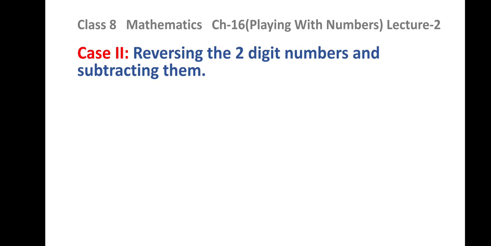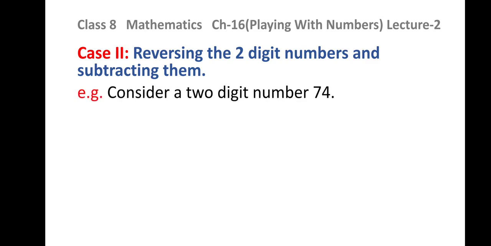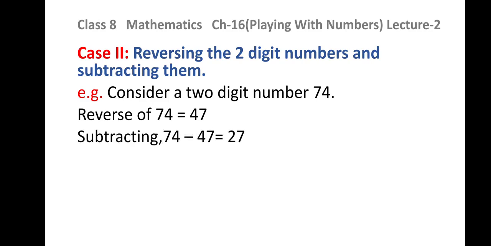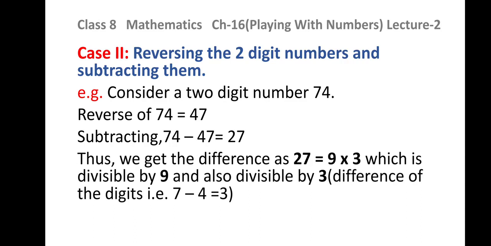So case 2, we have learnt reversing the two-digit numbers and subtracting them. Consider a two-digit number 74, taking its reverse, that is 47. Here 74 is the number, 7 is at tens place, 4 is at ones place. On reversing, 4 will be at tens place and 7 will be at ones place. Subtracting the two, I will be getting 27. Thus, we have seen that the difference 27 is equal to 9 into 3, which is divisible by 9 and also divisible by 3, which is the difference of the digits. 7 minus 4 is equal to 3.